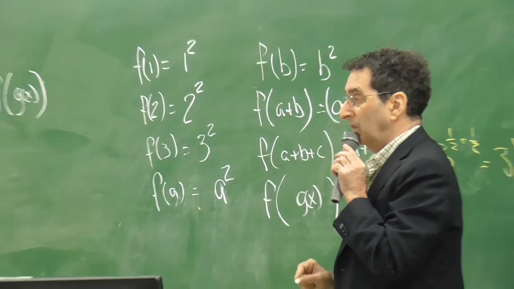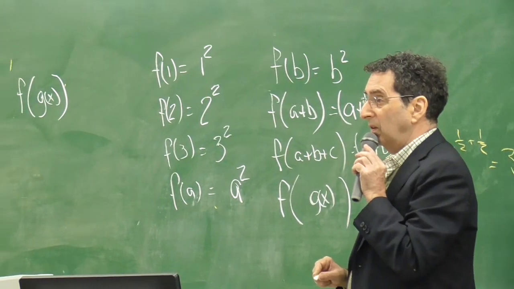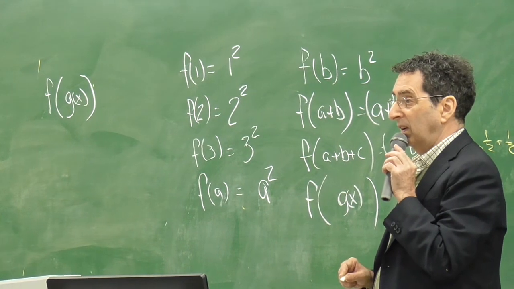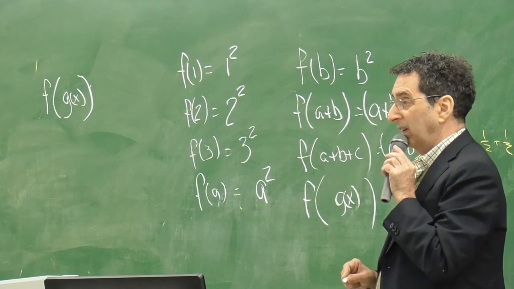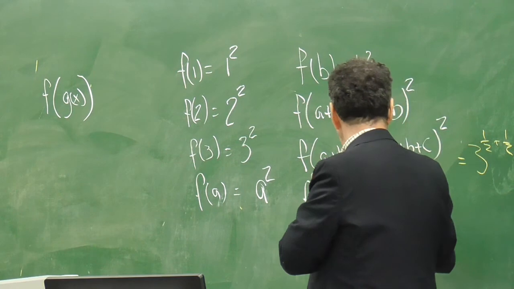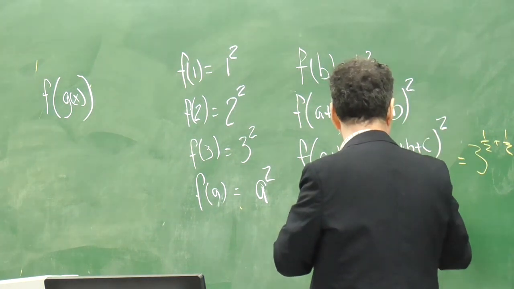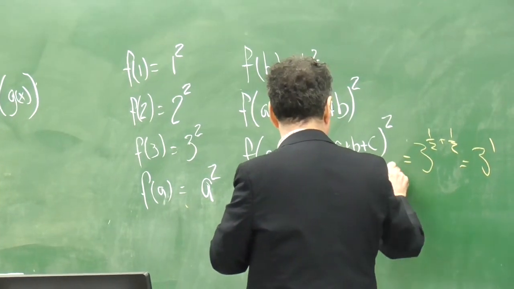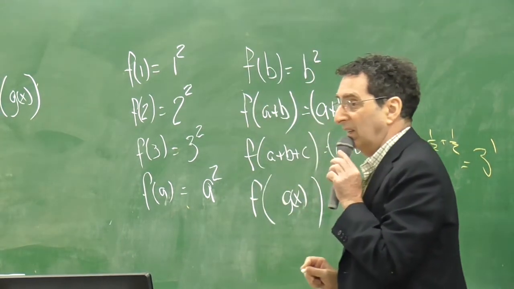just follow the same rule. What's the rule? Whatever you put into f, you just square it. So just make it really simple. Just write it as g of x squared. I didn't even have to think about it. Okay?